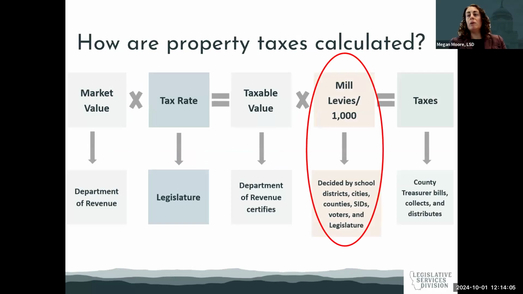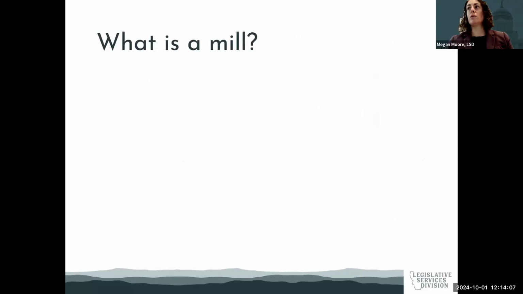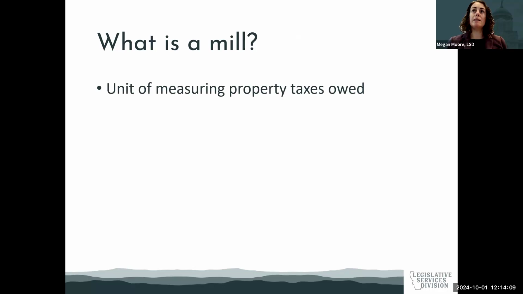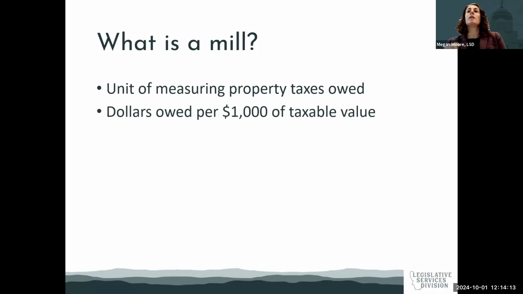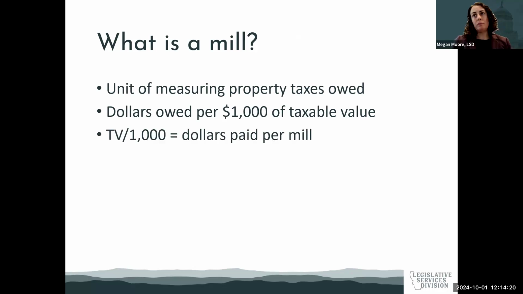Next, we'll talk about mill levies. And the first order of business is to talk about what a mill is. This is a unit of measuring property taxes owed. And it's the dollars owed per $1,000 of taxable value. Another way to think about that is if you divide your taxable value by $1,000, it will tell you how many dollars you have to pay for each mill levied on your property.